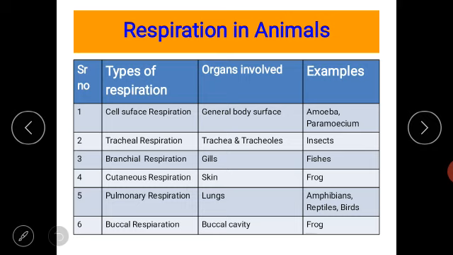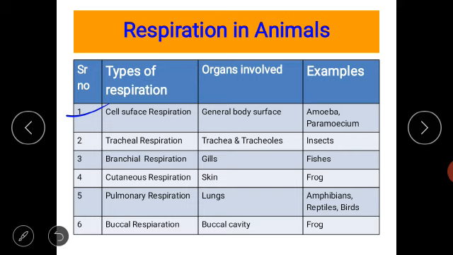But in case of animals, there is a specialized system for exchange of gases and for the whole process of respiration. And that's what we are going to study in this lecture, respiration in animals. So first of all, let me tell you about the different animals which have different types of respiratory systems and the different respiratory organs involved in respiration. So I will tell you some information about it.